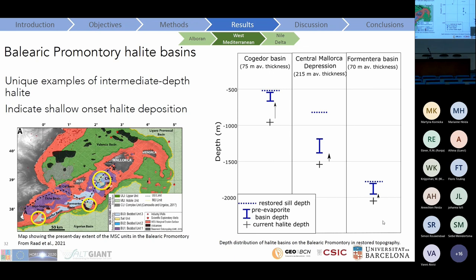So what the presence of these basins indicates is that the onset of halite deposition must have taken place at relatively high water levels in order to explain the presence of halite at 500 meters, as seen in the Cogedor Basin. But also that raises a very interesting question as to why we don't have any halite preserved in the Valencia Basin, which was already deeper at the time of the halite deposition.